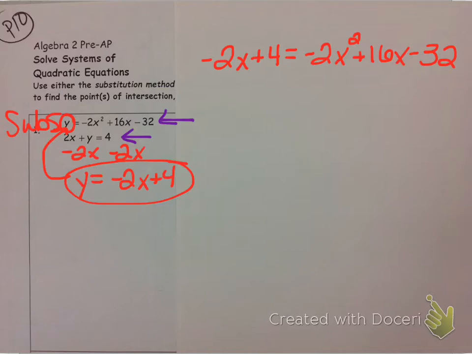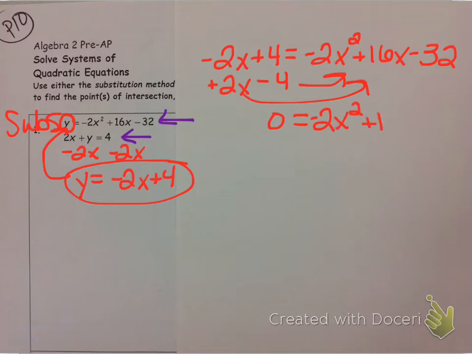And so if I'm going to solve it, of course, I need it set equal to 0, just like the overwhelming majority of all of our other quadratics. So I'm going to add the 2x to move it to this side, and I'm going to subtract the 4 to move it to that side as well. And that'll give me a 0 on the left. The negative 2x squared stays negative 2x squared. Adding the 2x makes this become a positive 18x. And then subtracting the 4 makes this become a minus 36.